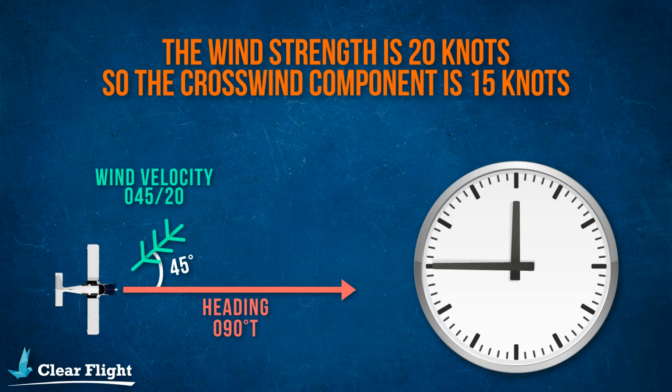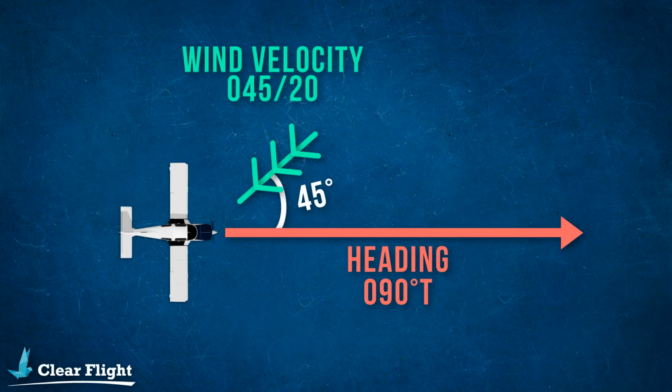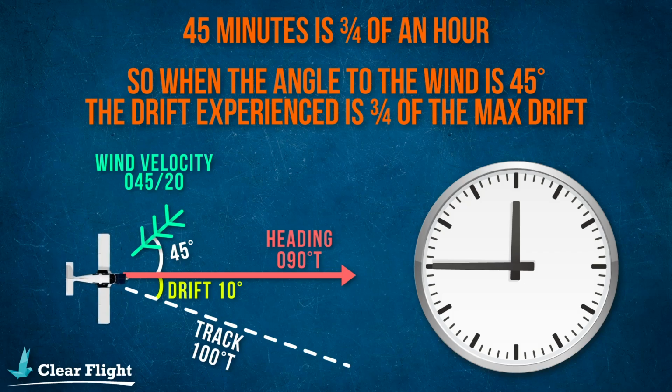crosswind component. The clock code can also be used to calculate drift. We'll use the same example where you're flying on a heading of 090 degrees. Your true airspeed is 90 knots and the wind is 045 degrees at 20 knots. Again, the wind being 45 degrees off your heading means the drift will be 3/4 of the max drift. So if the max drift you calculated on the ground was 13 degrees, then you can expect to experience approximately 10 degrees drift on this heading.